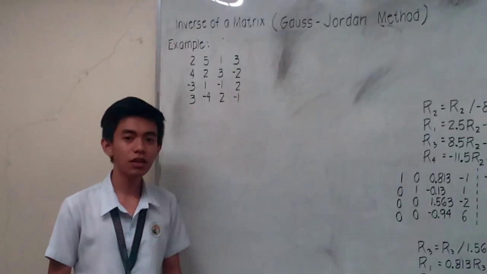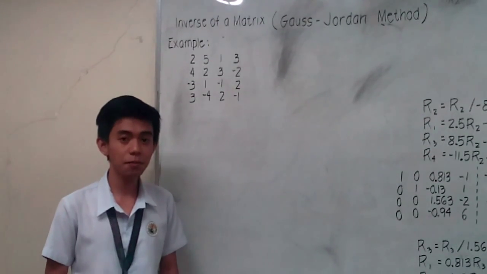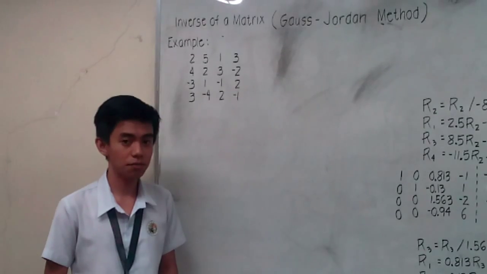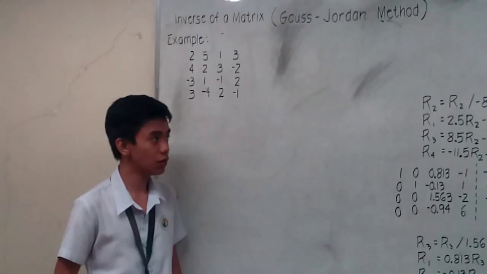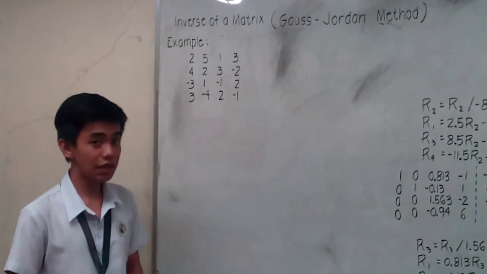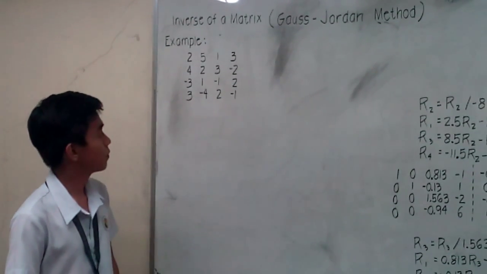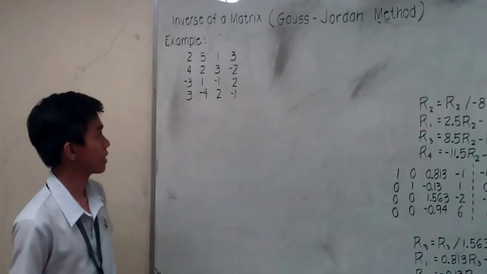Hi, today we're going to learn how to find the inverse of a matrix using the Gauss-Jordan method. This method is one of the applications of the elementary row operation. So to begin with, we have an example of a 4 by 4 square matrix.